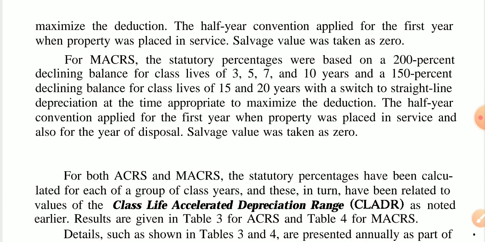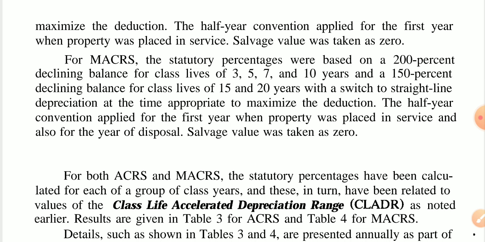The half-year convention applied for the first year when a property was placed in service. The salvage value was taken as 0, and for MACRS the statutory percentages were based on the 200 percent declining balance for class lives of 3, 5, 7 and 10 years, and 150 percent declining balance for class lives of 15 and 20 years. The switch was to the straight line method, and the depreciation at the time appreciated to maximize the deduction.